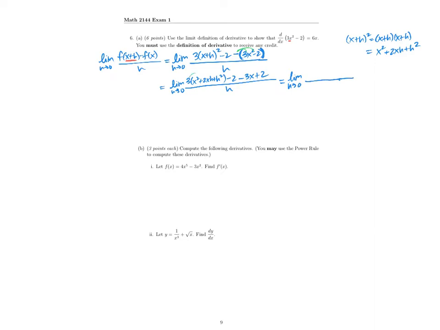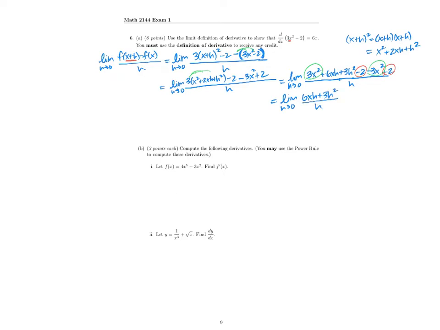So now I need to distribute that 3 through everything. So I get 3x squared plus 6xh plus 3h squared. Oh, sorry, that's supposed to be squared. Okay, so then I get minus 2 minus 3x squared plus 2. And so I can note that the 2's add to 0, and I can note that the 3x's add to 0. And so what I'm left with, and again that h is on the bottom, is the limit as h goes to 0 of 6xh plus 3h squared over h.